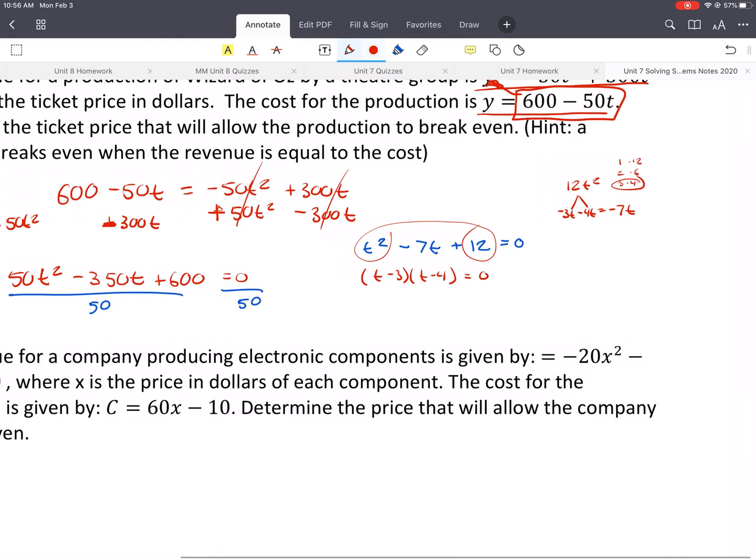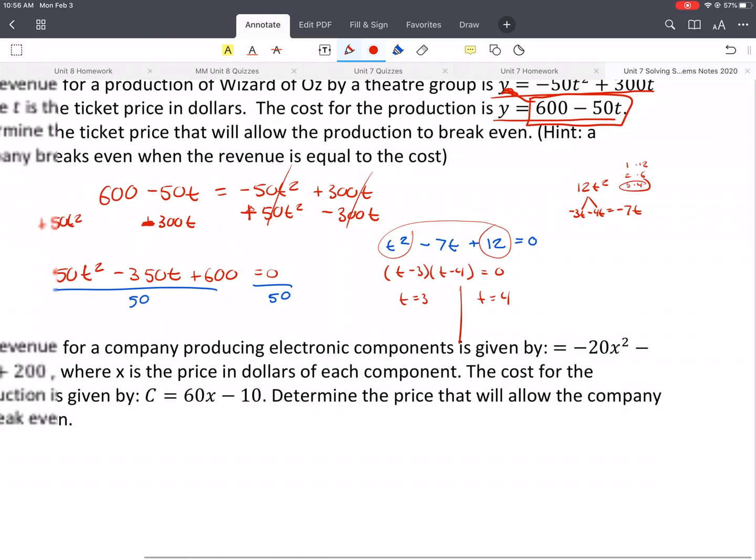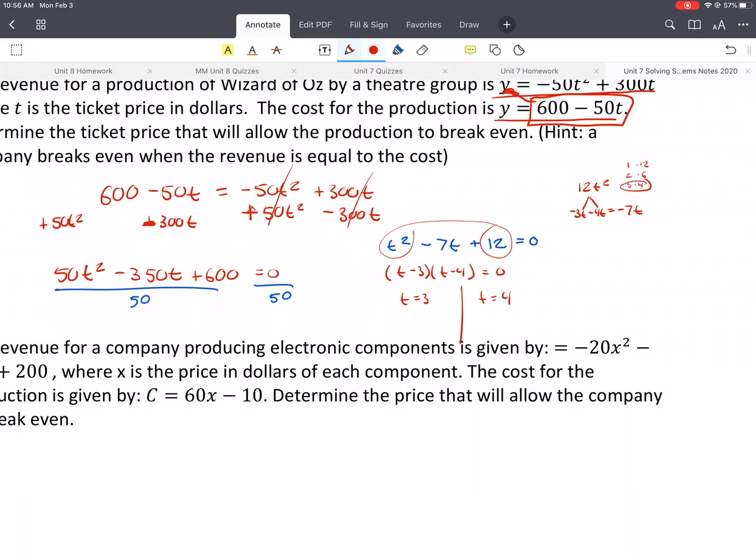Okay. And then our two solutions will be t equals 3 and t equals 4. We'll substitute that into our equation and see what we get. So I'll use the first or the second one right here because it's easier. So y is equal to 600 minus 50 times 3. You could also do y is equal to 600 minus 50 times 4.